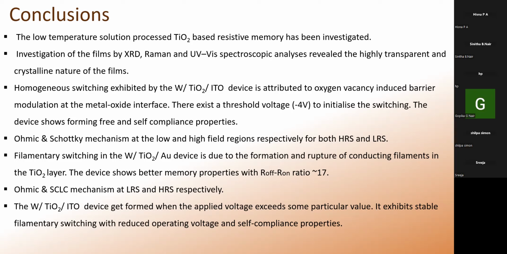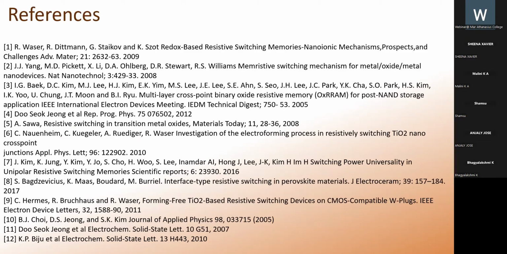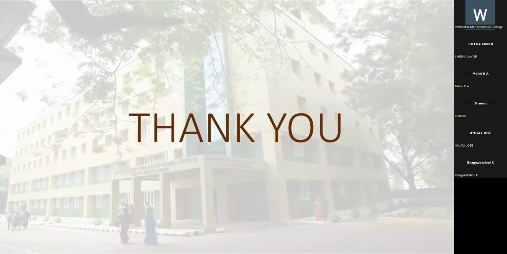Ohmic and SCLC mechanisms were dominant, and the device gets formed when the applied voltage exceeds some particular value, and it exhibited stable filamentary switching with reduced operating voltage and self-compliance properties. And these are the references, and thank you.